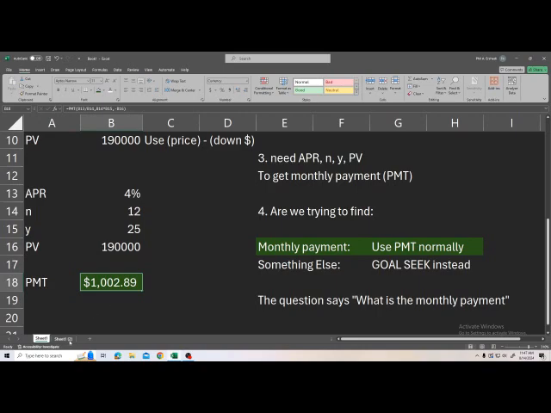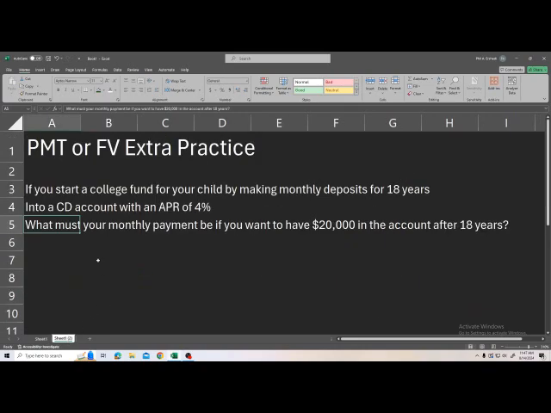Let's have a look at another example. This question says, if you start a college fund for your child by making monthly deposits for 18 years into a CD account with an APR of 4%, what must your monthly payment be if you want to have $20,000 in the account after 18 years? Once again, let's ask ourselves, is this a loan or is this an investment?